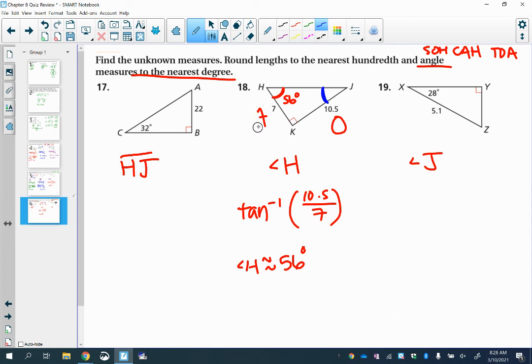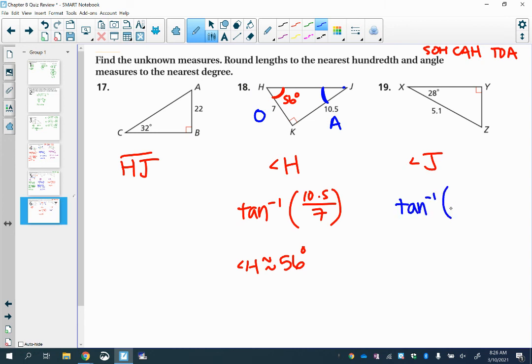So that means I'm going to erase A and O because if I'm standing at J right here, then that means 10.5 is now my adjacent and 7 is now my opposite. So my opposite and my adjacent shifted. However, I'm still using opposite and adjacent, which means I'm still using tangent. And since I'm looking for an angle, I'm still using inverse tan.